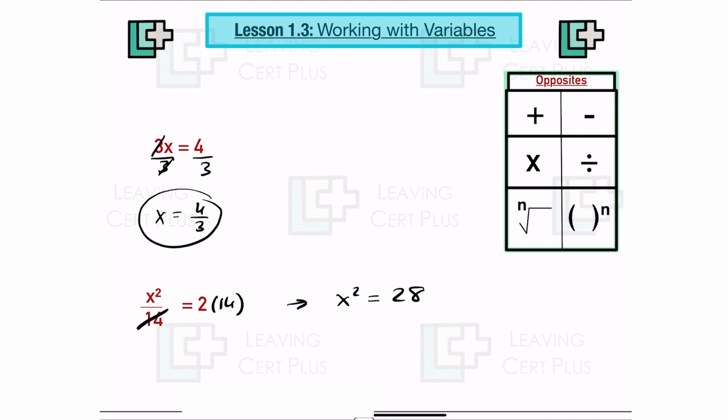So next, I'm nearly there. I need to just get rid of this square. So how do I get rid of that? We have the root to undo the power. So I'm taking the square root of both sides, and I'll have x is equal to the square root of 28. Remember, our root undoes the power.